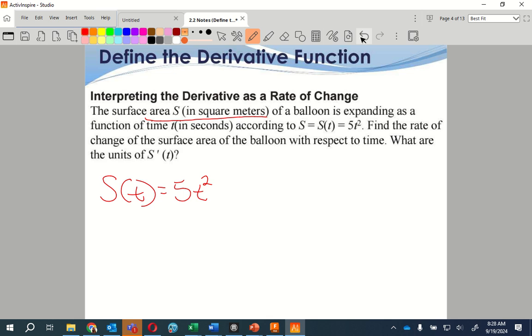So, right here, we're going to go ahead and continue this. So S prime of t is going to be equal to, what do I do with my exponent? Out front, right? So it's going to be 5 times 2, which is 10t.